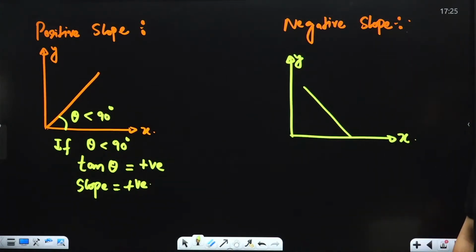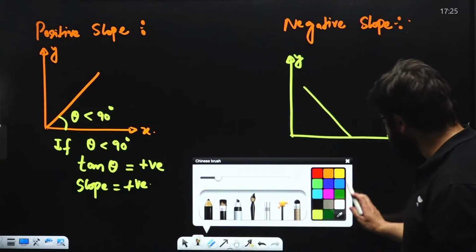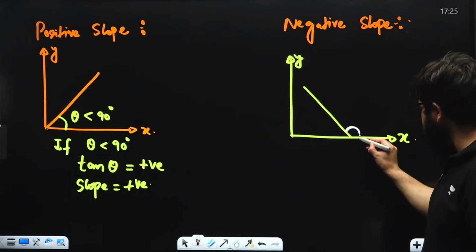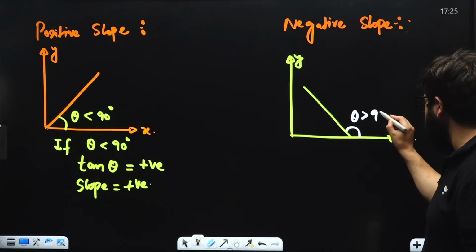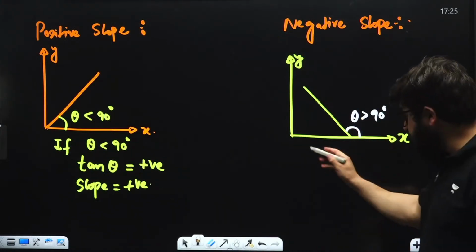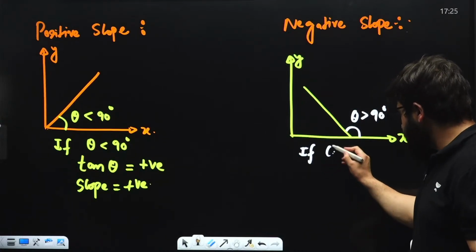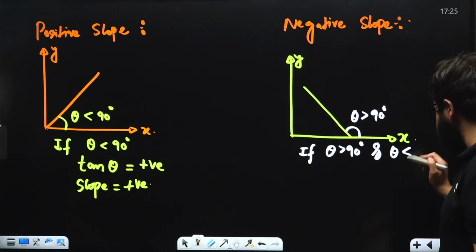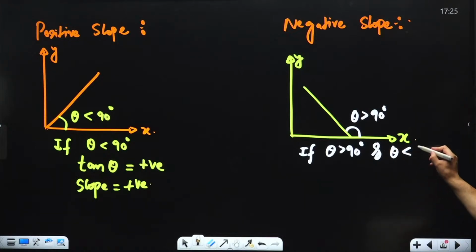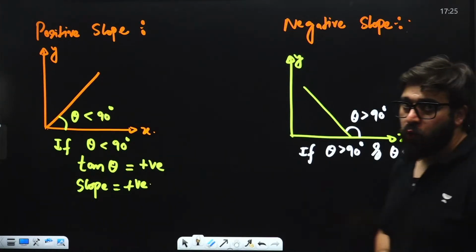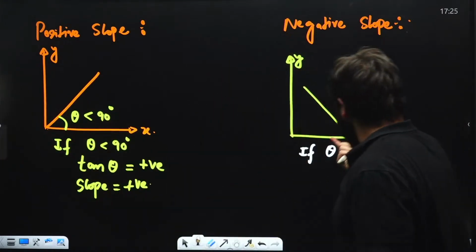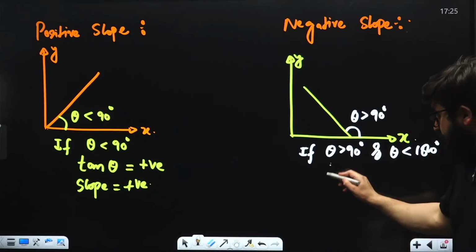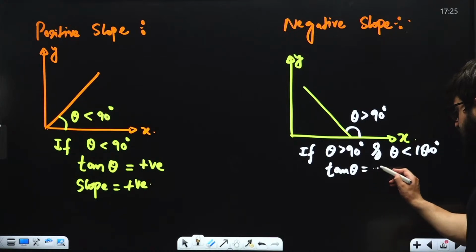Everybody means everybody. Yes. Now let's talk about this particular case. If you check the value of this angle, it is greater than 90 degrees. In this case, if theta is greater than 90 degrees and less than 180 degrees, in that particular case, tan of theta is negative.